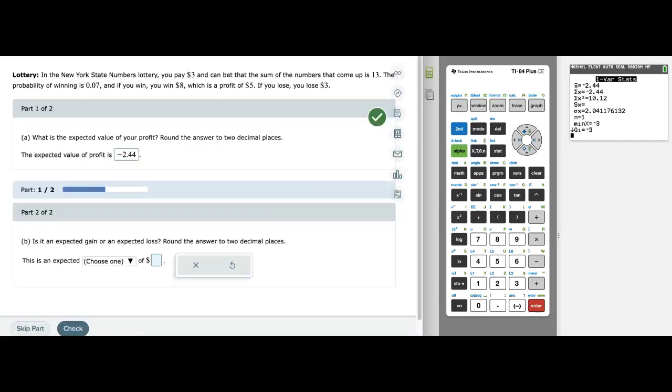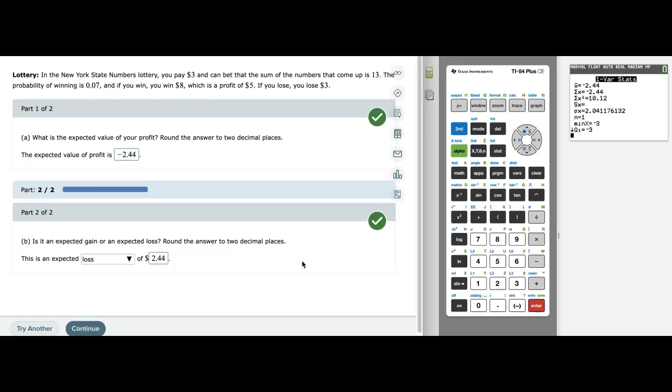And so typically, with this type of problem, if you have a positive expected profit, then that's an expected gain. And if it's a negative expected profit, then that's an expected loss for the person playing the game. And so this is an expected loss of $2.44 for the person that's playing the game. And if it's a loss for the person that's playing the game, then that actually means it's a win for the people that are organizing this lottery system.